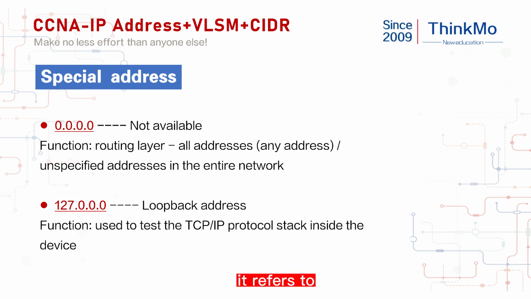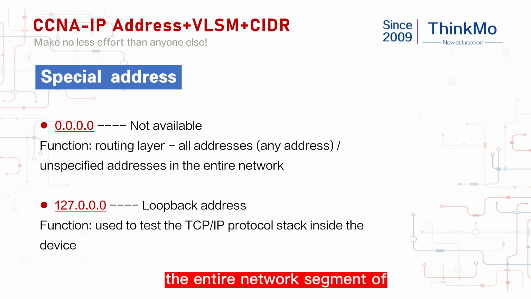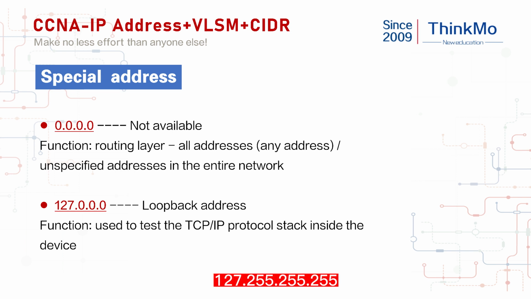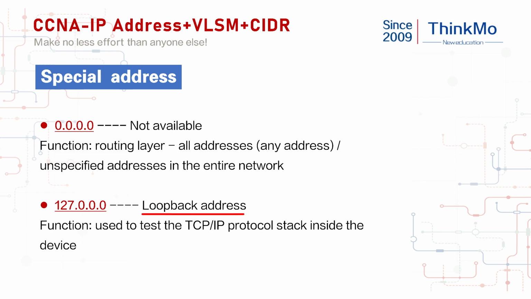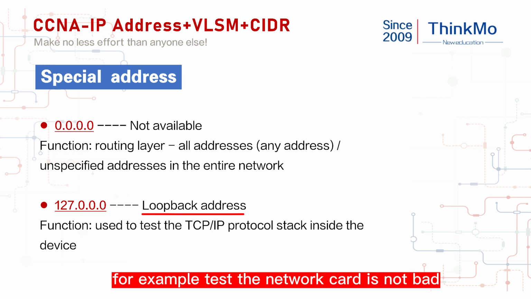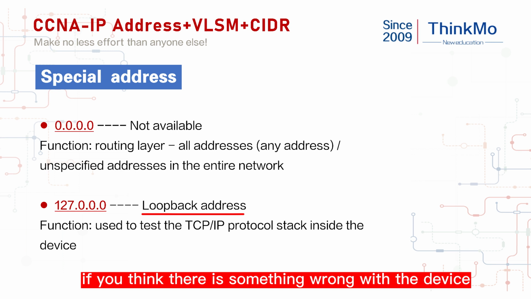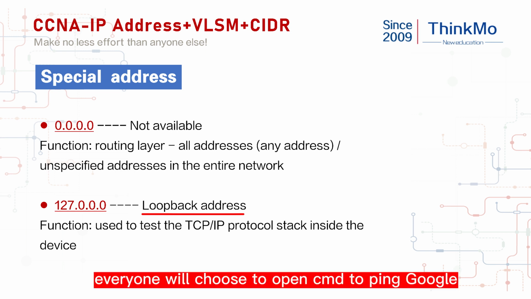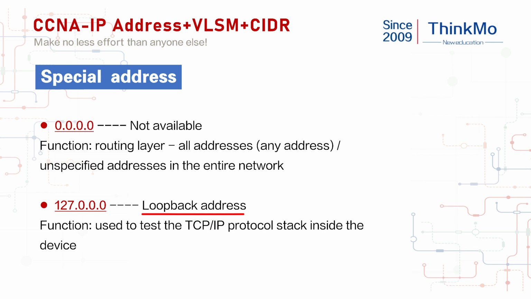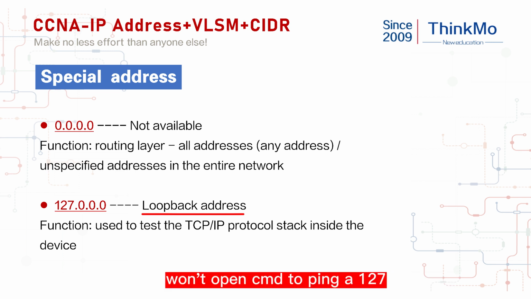The second special one is 127.0.0.0. It refers to the entire 127 network segment, extending to 127.255.255.255. It's called a loopback address. We all know 127 is for testing, for example testing whether the network card is bad, or whether the network is working. If you think there is something wrong with the device, there may be a problem with the internet. If you want to test now, everyone will choose to open CMD to ping Google, and won't open CMD to ping a 127.